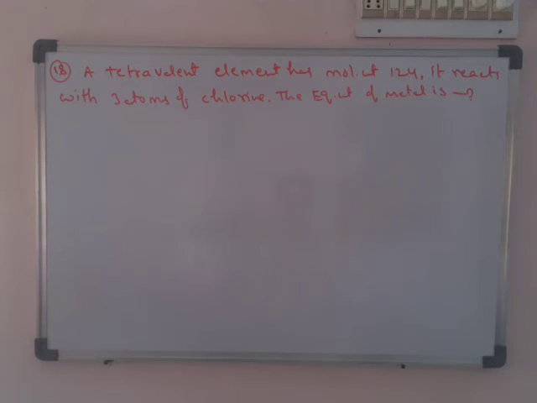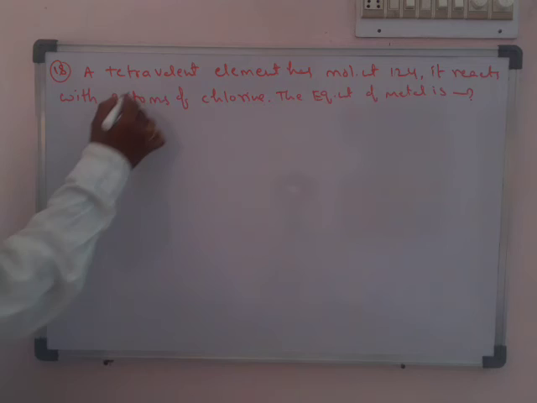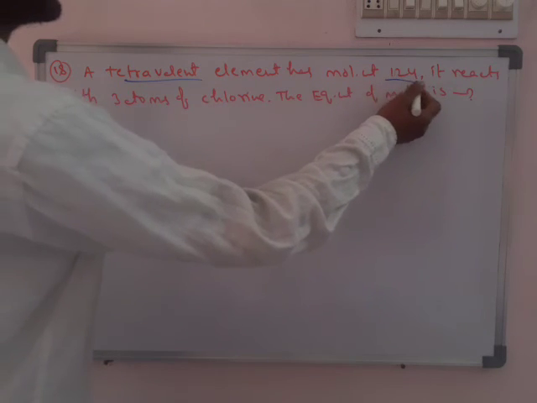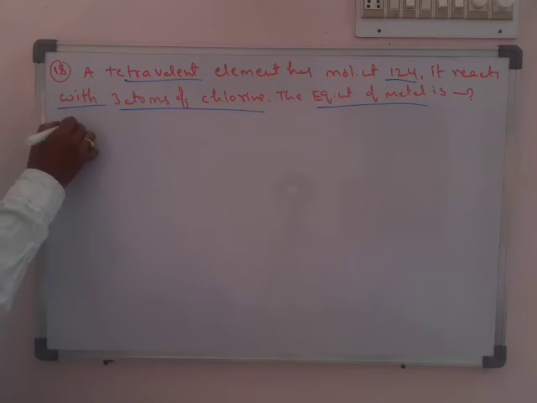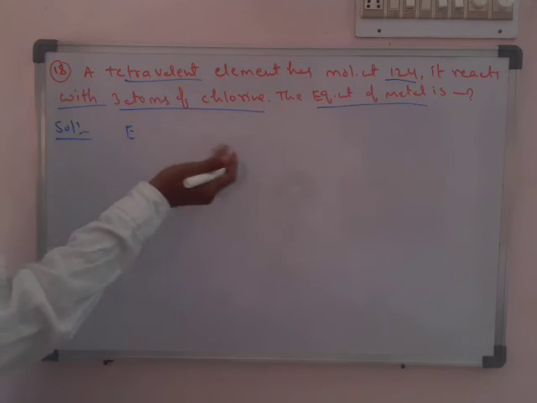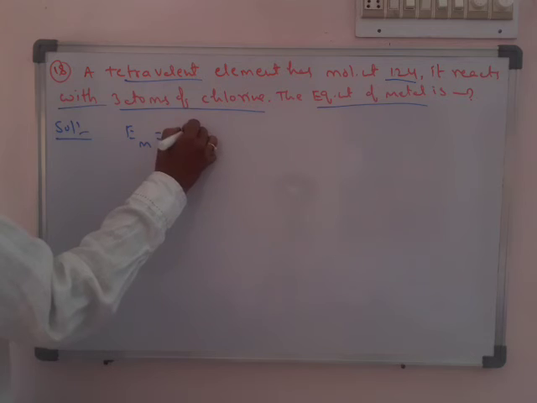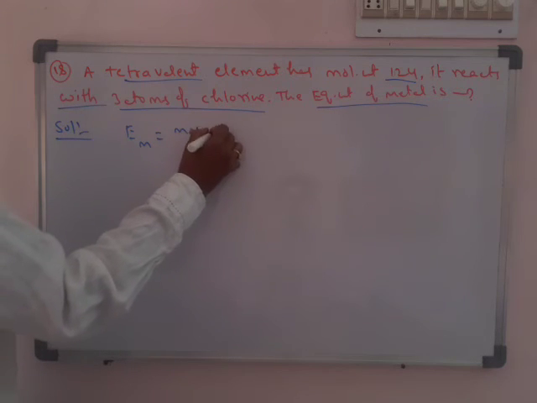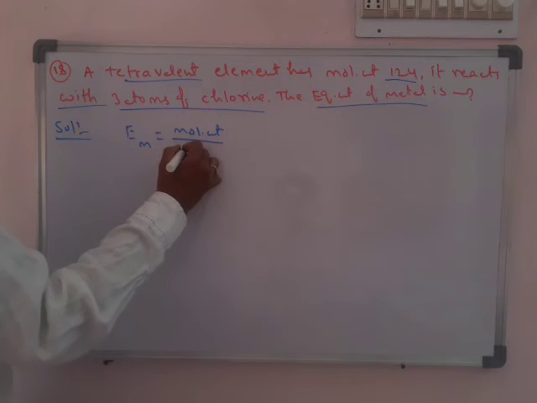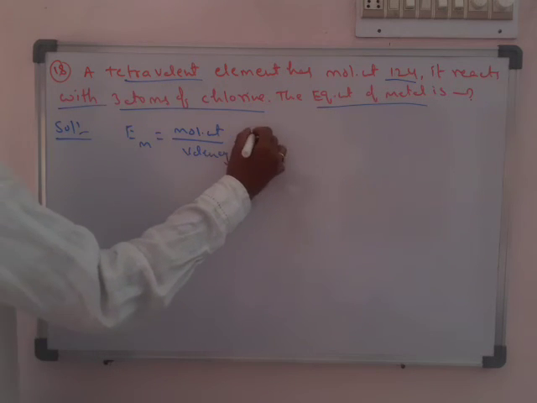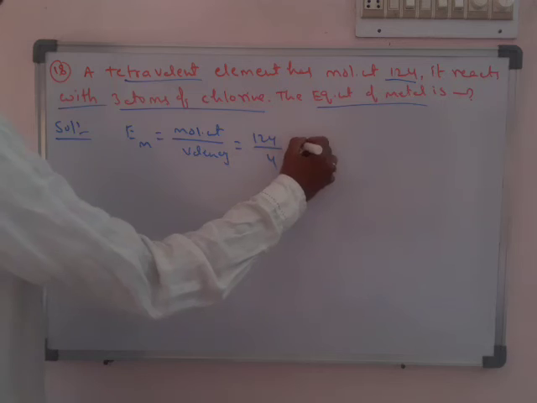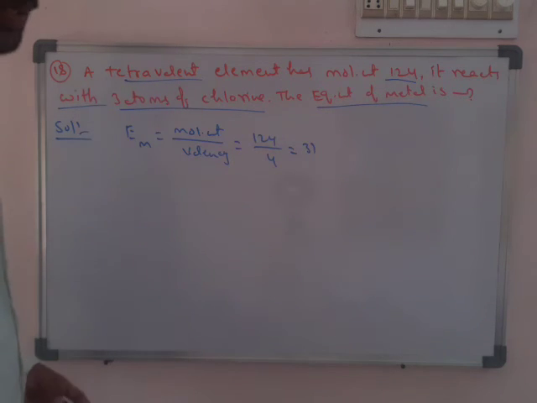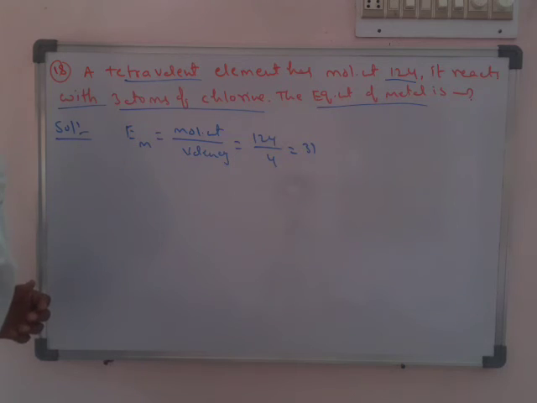See, a simple problem. A tetravalent element, its valency is given as 4, has atomic weight 124. It reacts with 3 atoms of chlorine. What is the equivalent weight of the metal? We know that the equivalent weight of any element, metal is also an element, is equal to its atomic weight by valency. Its valency is given exactly 4, so I have to write the 4 only. In terms of acidity or basicity, maybe we can change, but in terms of valency, we can't change the formula.